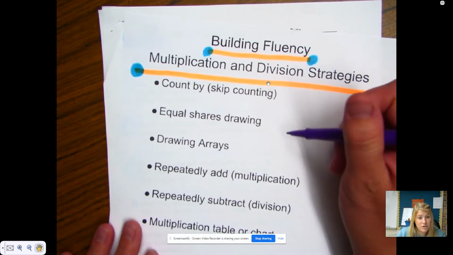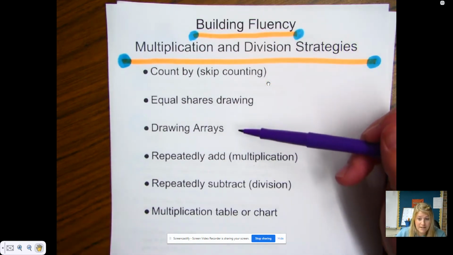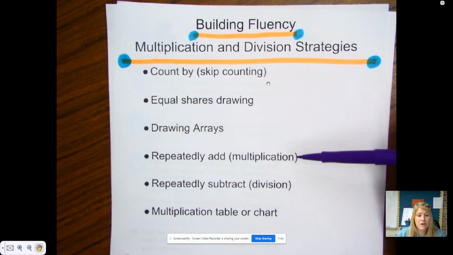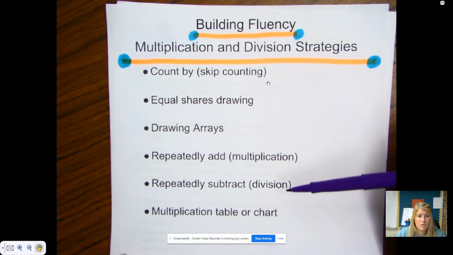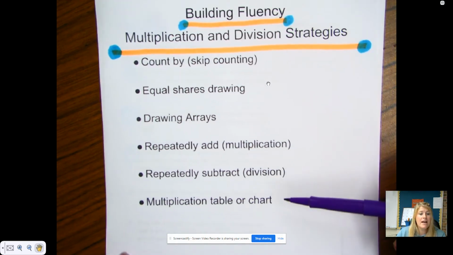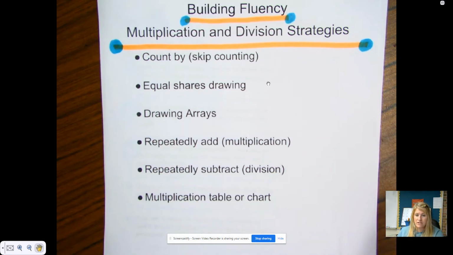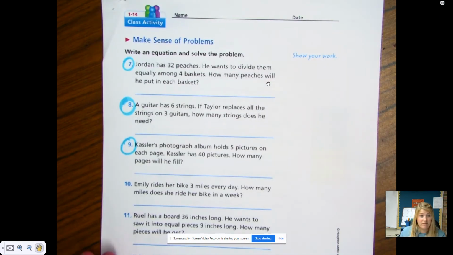We've done equal shares drawings. We have drawn arrays for our multiplication with rows and columns. For multiplication, we've repeatedly added, so repeated addition. We have repeatedly subtracted, repeated subtraction, and we have used our multiplication table or chart for both solving multiplication and division. All right, let's dive in.